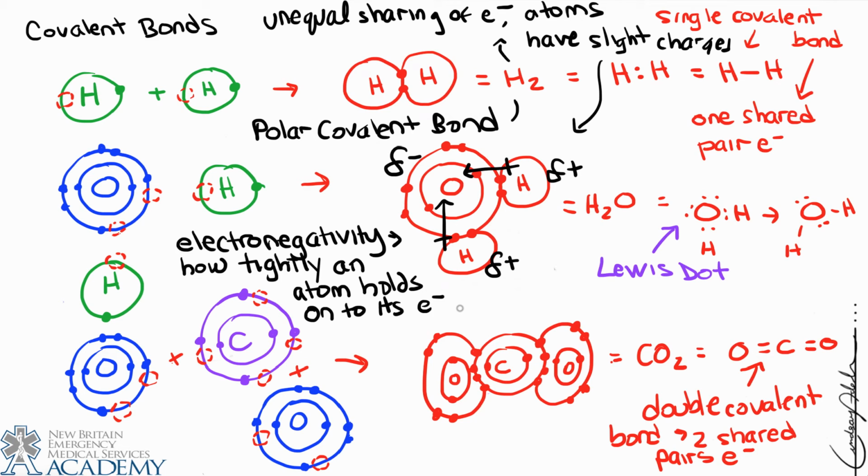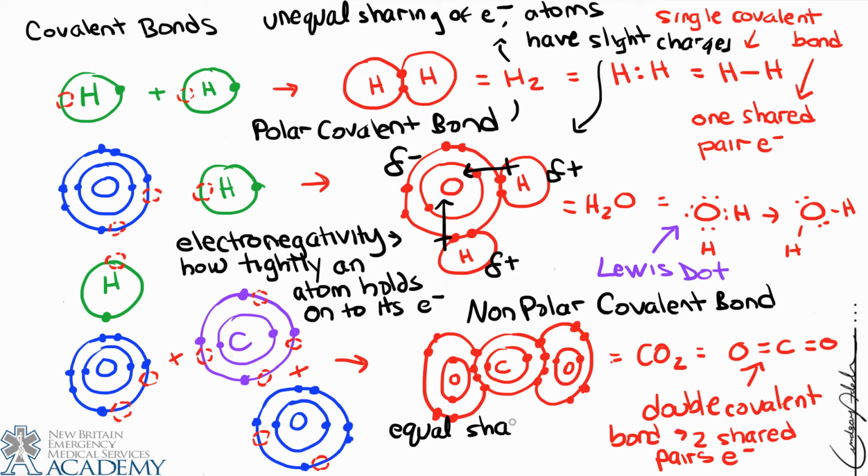So we'll draw in the partial negative and partial positive symbols so we can remember that this particular molecule is polar. We can contrast that with the molecule that we drew of carbon dioxide, which is an example of a nonpolar covalent bond. Nonpolar covalent bonds have equal sharing of electrons, and they will remain completely electrically neutral, or they'll have no net charge.